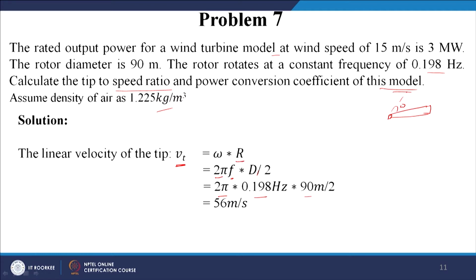So, 2 pi into frequency into d by 2, that is 90 meter by 2. The rotor diameter is given, with the blades. So, this is 90, this will be half, d by 2, total is d. So, with d by 2, this value is coming to 56 meter per second. So, 56 meter per second is the linear velocity of the tip.